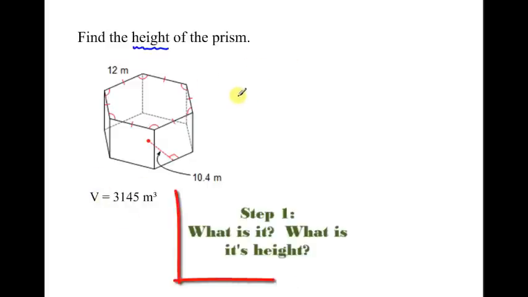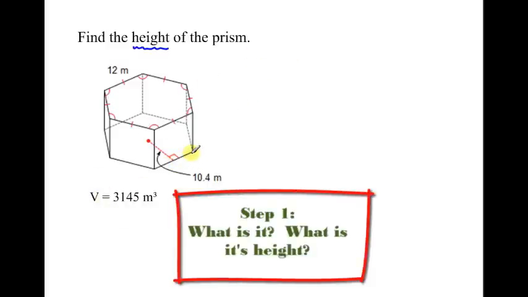So what is this prism? Let's count up those sides. 1, 2, 3, 4, 5, 6. It's another hexagonal prism. And the height of this prism is the question. So let's just note that.